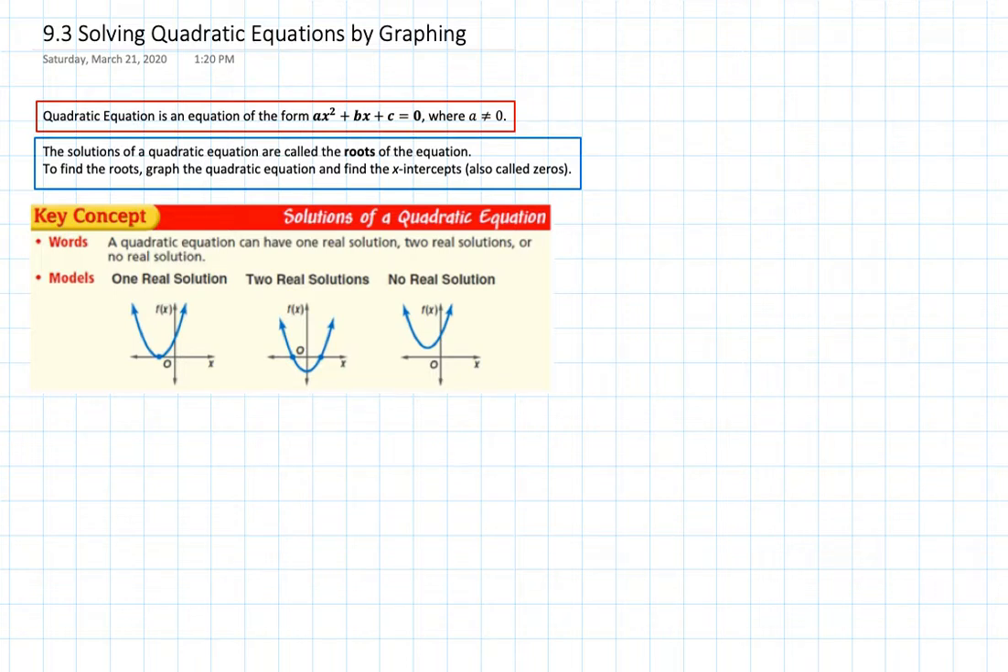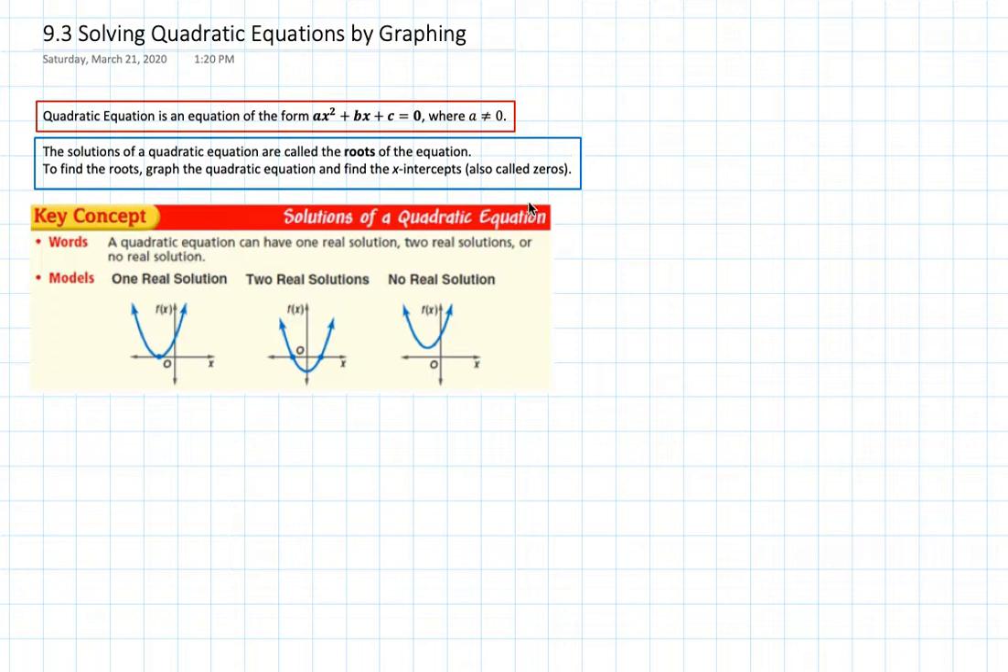So, a quadratic equation is an equation in the form of ax squared plus bx plus c equals 0. And the solutions of a quadratic equation are called the roots. To find the roots, graph the quadratic equation and find the x-intercepts, or you can call them zeros. So roots, x-intercepts, zeros, they all kind of mean the same thing.